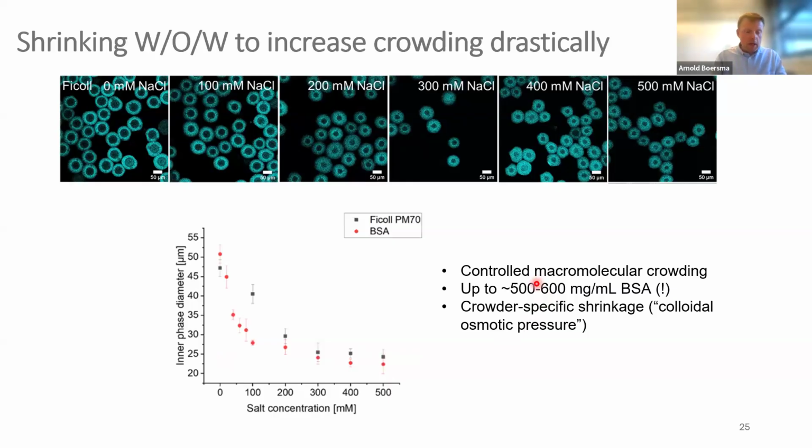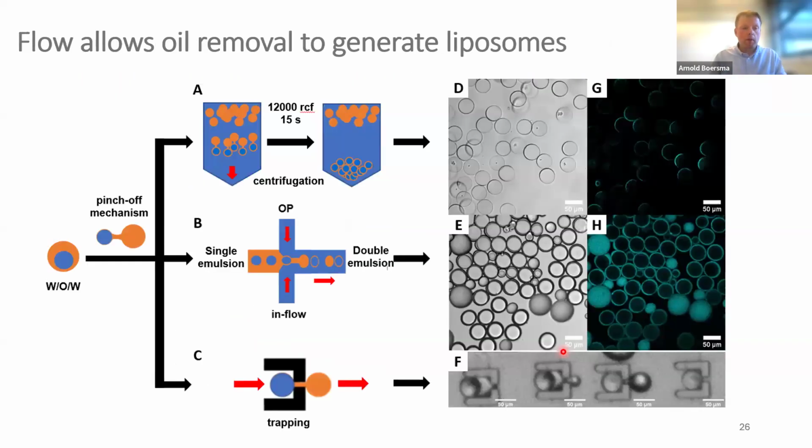Interestingly, what we also see here is that the shrinkage of these artificial cells strongly depends on the crowder. With Ficoll, it's more difficult to shrink them than with BSA. And I think this is, again, because BSA self-interacts, so you need less pressure to compress the whole system. So high crowding, compared to the liposome work, this is almost a walk in the park. But we want liposomes. We don't want that large oil phase.